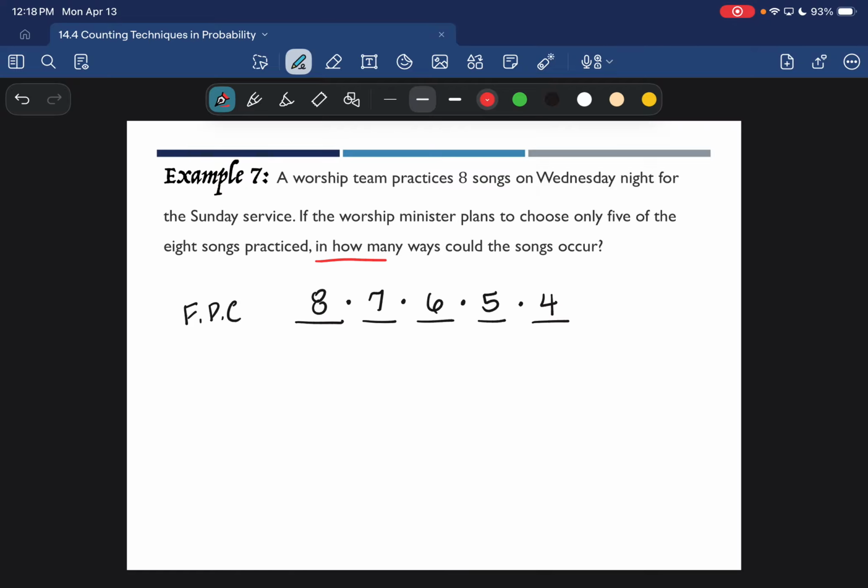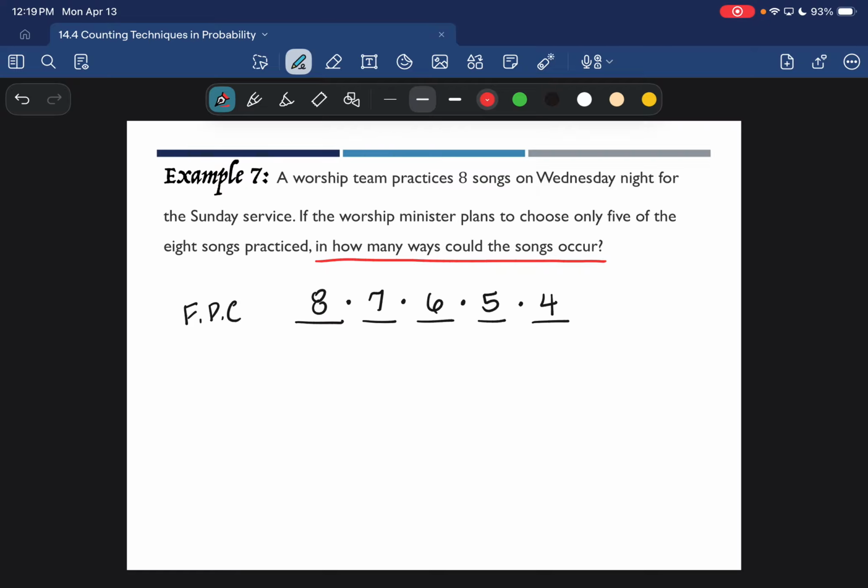It's right here. It says, in how many ways could the songs occur? Occur means happen, right? They take place. If I changed this language to say, in how many different ways could I choose the songs, right? Just have a collection of songs, then the order wouldn't matter. It's just the songs I'm going to choose. This one specifically says I want the order to be a consideration because it says they're occurring in a specific order.